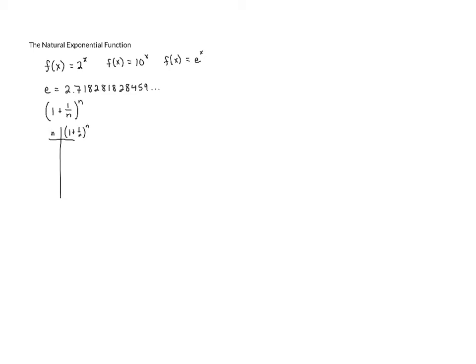So if we were to make a table of values for this function, n and 1 plus 1 over n to the n power, when n is 1, this expression is equal to 2. When n is 100, the expression is approximately equal to 2.70481. And I'm going to put some ... there because that's just an approximation. There's many more digits. When n is 1,000, the value of this expression is approximately 2.71692.